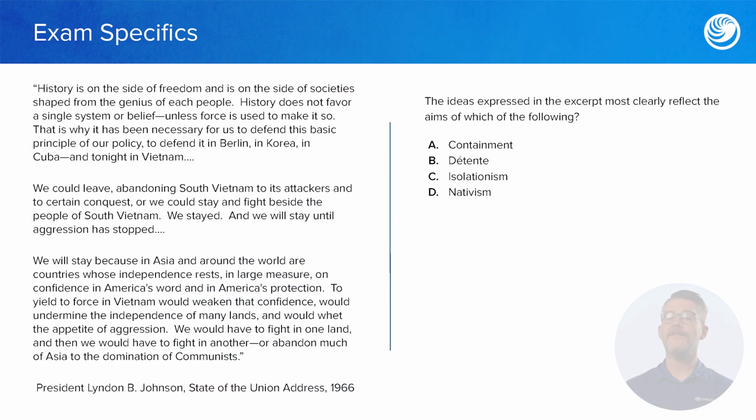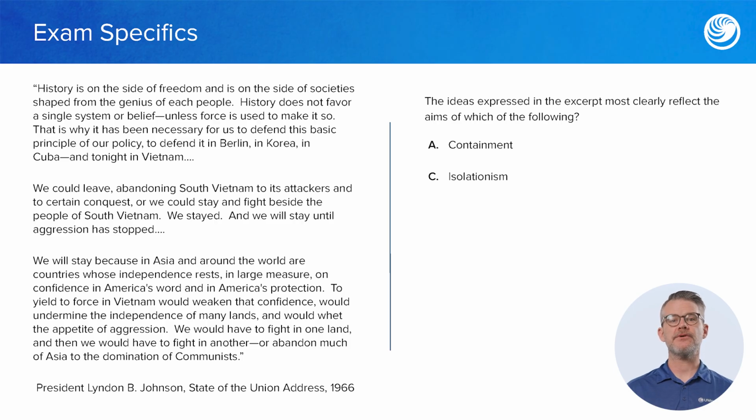For example, in this stimulus, we have all sorts of clues that speak to what is happening during the late 1960s when President Johnson gave this address. Option B is outside the time frame regarding the easing of tensions with the Soviets, mostly in the Nixon years of the 1970s, so détente is out. Option D, nativism. This is domestic anti-immigrant sentiment. Nothing here about immigration policy in the stimulus.